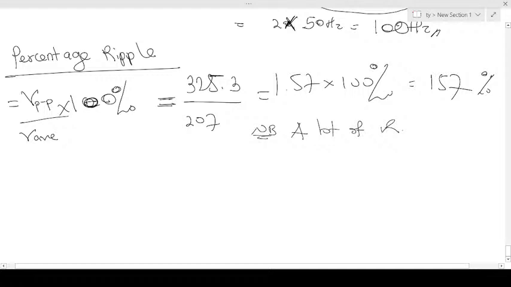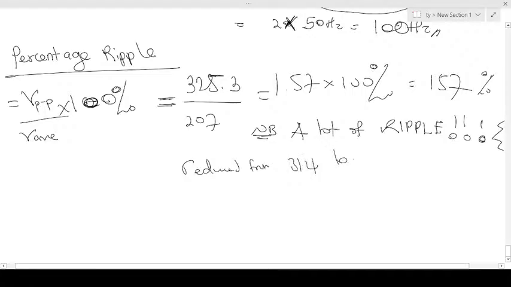However, despite our ripple still being large, it has reduced from 314%, which was that of our half-wave rectifier's ripple, to 157%. So this is a very sizable reduction in ripple.